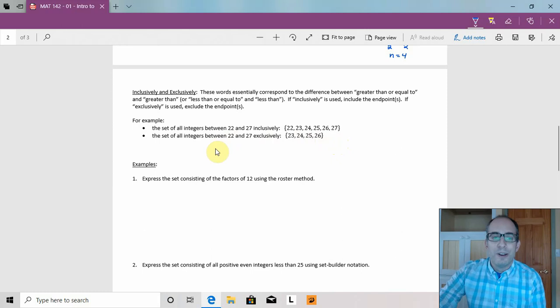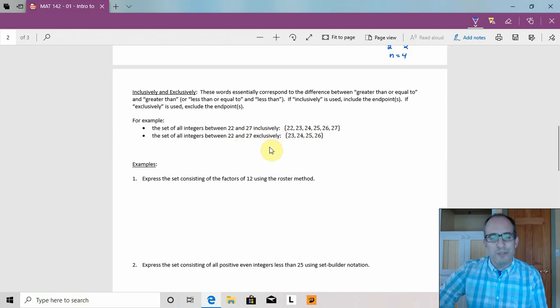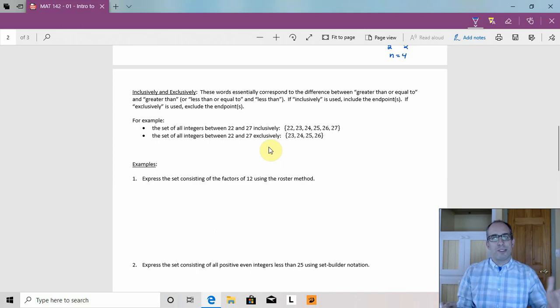If you want the set of all integers between 22 and 27 inclusively, inclusively means include the two endpoints. You want to include the 22 and the 27 along with everything in between them. So that's what I've got here, right? There are 23 through 26, those are the ones in between, but you also want the 22 and the 27 when it's inclusive. You want to include the endpoints. But then between 22 and 27 exclusively, you don't want to include them, so it's just the numbers that are strictly in between, so just 23, 24, 25, 26. All right, now we can get to the examples.